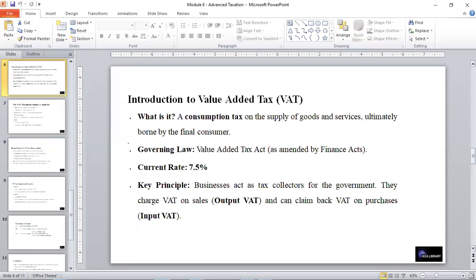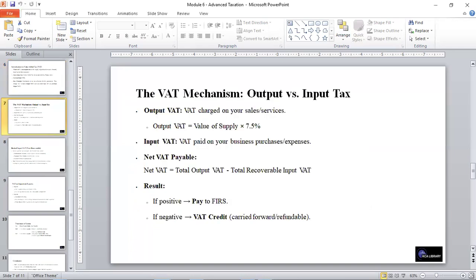Moving to VAT, it is a consumption tax on the supply of goods and services, ultimately borne by the final consumer. The governing law is the Value Added Tax Act, as amended by the Finance Act, and the rate is currently 7.5%. The key principle is that businesses act as tax collectors for the government. They charge VAT on sales, which is output VAT, and can claim back VAT on purchases, which is input VAT.